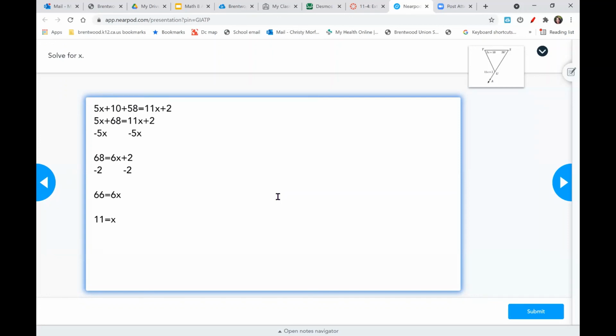For this problem, that's it. You're done. It only asked you for x. Please hit submit. Don't hit that forward button. Make sure you hit submit before you move on.